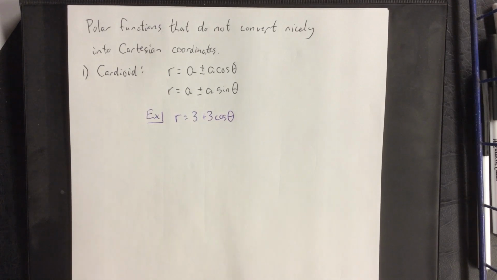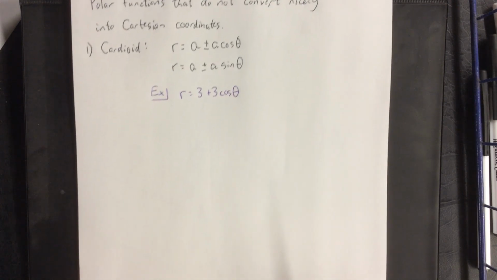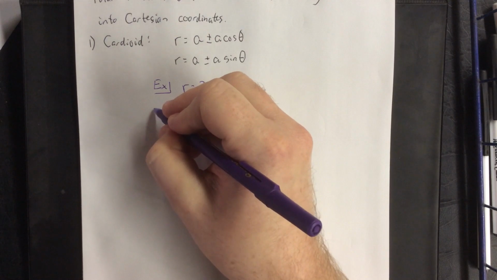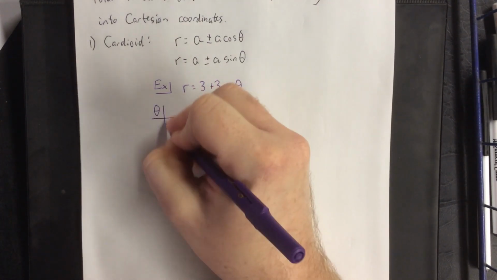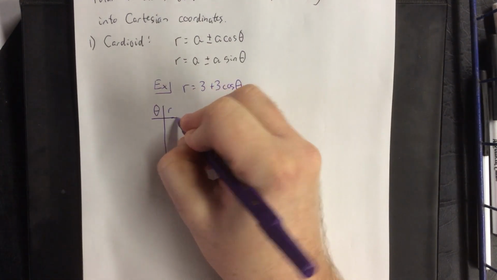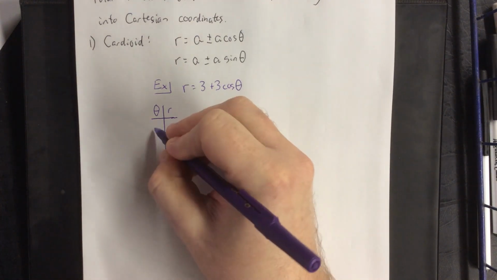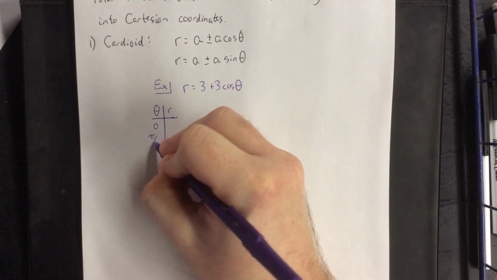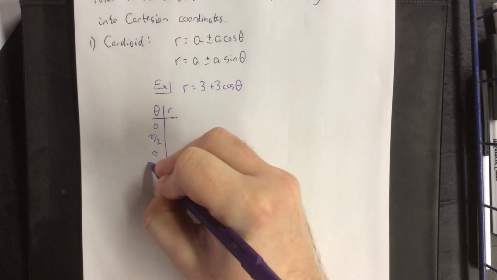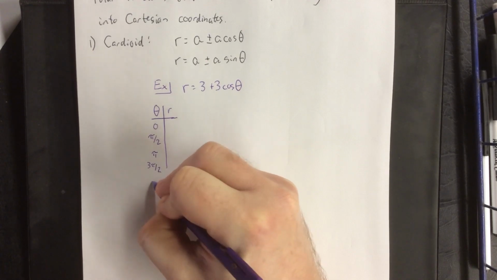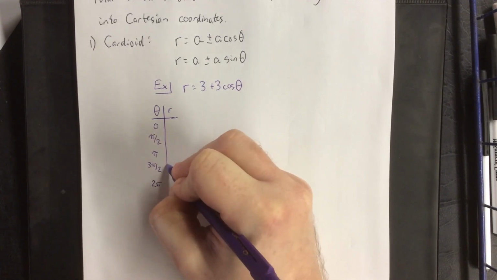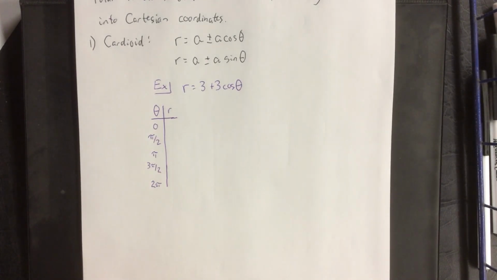Now with that in mind, rather than converting this into x's and y's, what I'd like to do is just keep this in polar coordinates and see if we can graph this using only polar coordinates. So as far as angles I'd like to use, we'll go for the classic angles from the unit circle, all of our quadrantal angles, if you will. So 0, pi over 2, pi, 3 pi over 2, and 2 pi.